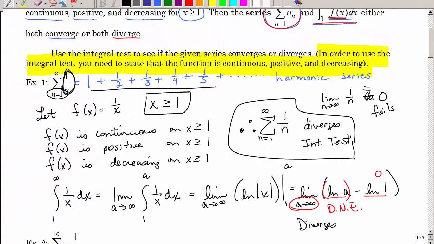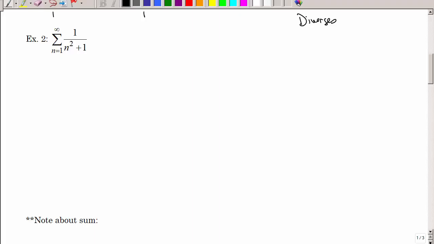Okay, that was pretty easy. The reason why it's easy is because you could just state those three. They're very obvious. What happens when it's not as obvious? Okay, so once again, the nth term test is going to fail because the limit of that goes to 0. That tells us nothing. It's not geometric. It's not telescoping. So let's try the integral test.